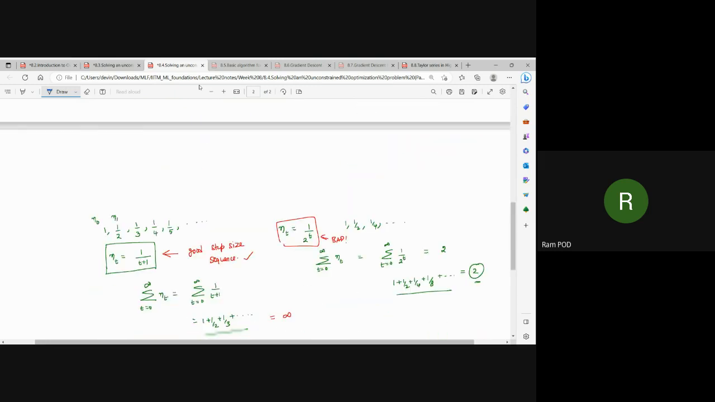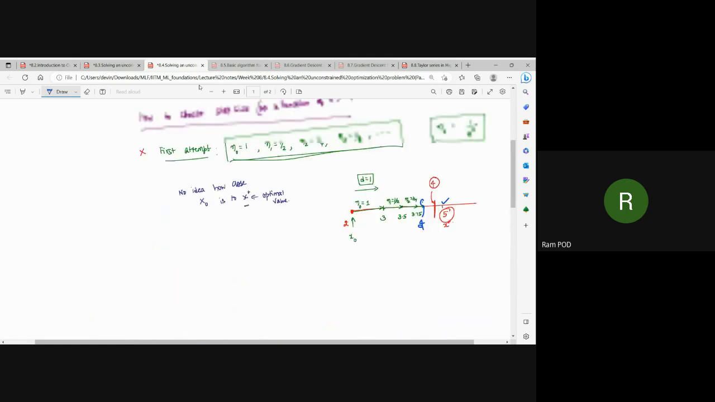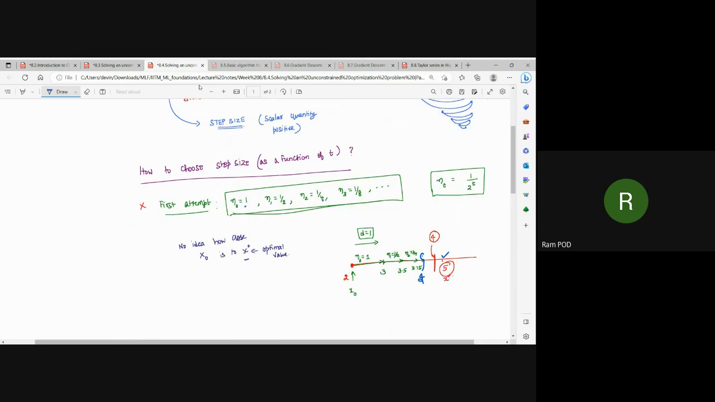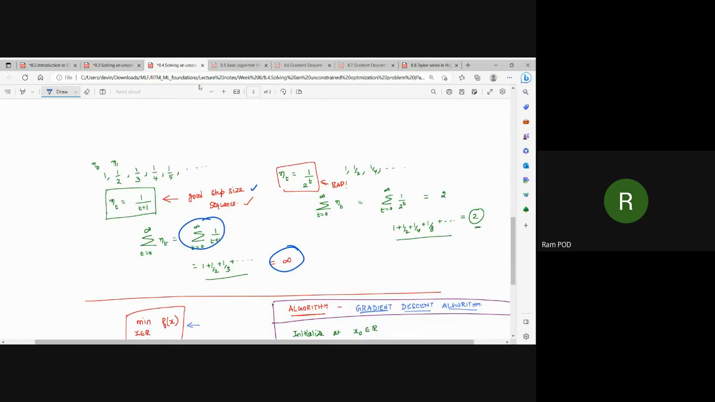So then what we do is, if we choose this 1 by t plus 1, it's going to be a good step size, because the sum of the steps, that is just 1 by t plus 1, t equals 0 to infinity, if you do the sum of the steps, it's going to give you infinity. Previously, the sum of the steps, that is 1 plus half plus 1 by 4 and so on, is not going to give you infinity, it's just going to give you 2. This a by 1 minus r formula is going to give you 2. So since this sum of the steps is infinite, this is a good step size, because after each iteration the step size is reducing, but we are not reducing it too much.